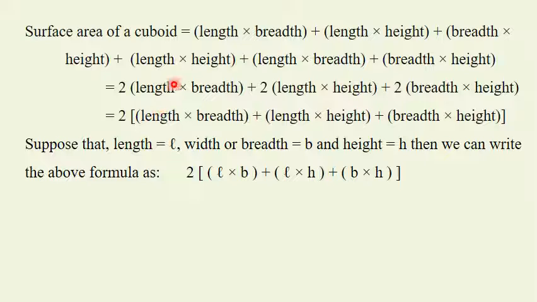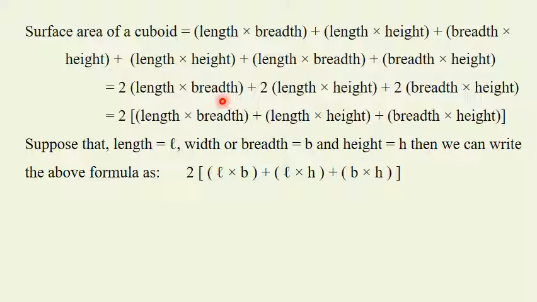So we are observing over there that the length and breadth are 2 times over here, because the two faces are equal. So we can write them as 2 times. Similarly, the length and the height also occur 2 times. So we can write plus 2 length into height. And similarly, the breadth and the height, they are also occurring 2 times. So we can write 2 times breadth into height.